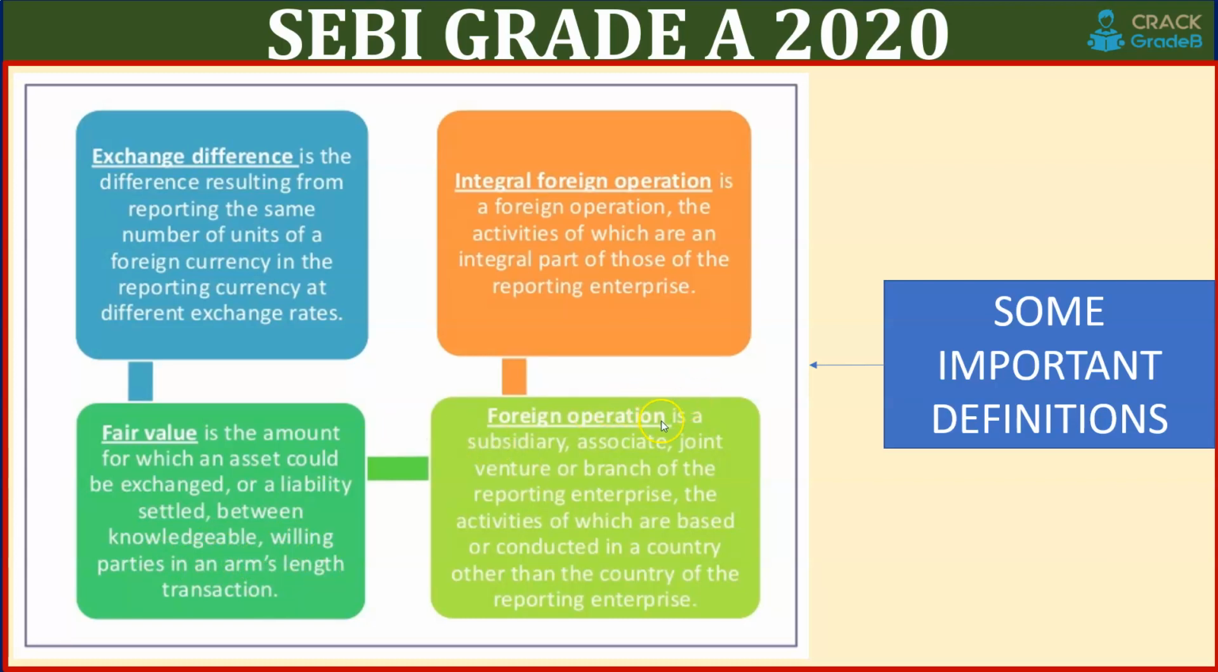And then we have foreign operation. A foreign operation is a subsidiary, associate, joint venture, or branch of a reporting enterprise, the activities of which are based or conducted in a country other than the country of the reporting enterprise. This definition is very easy, and we have already seen this with an example.